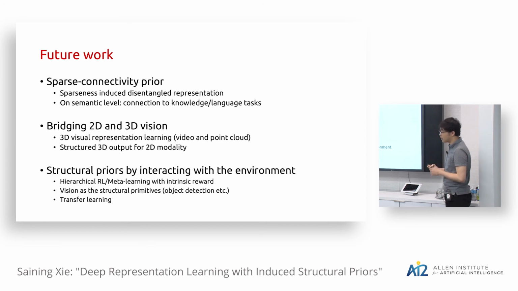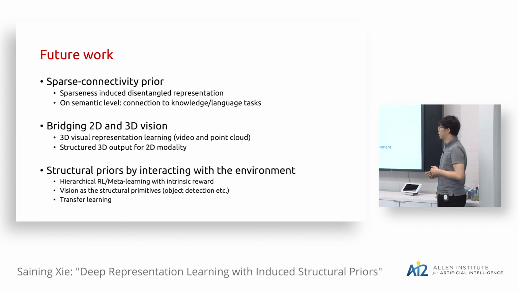Okay, so here comes some future work. Basically we cover the sparse-connectivity prior. One interesting thing I want to explore is how this kind of disentangled representation naturally emerges from these sparse-connectivity patterns. But we want to push this to a semantic level, right? So instead of just looking at the first layer visualization, can you do this on the top layers? If we can do this, we can actually find some interesting connections to the knowledge and language tasks.